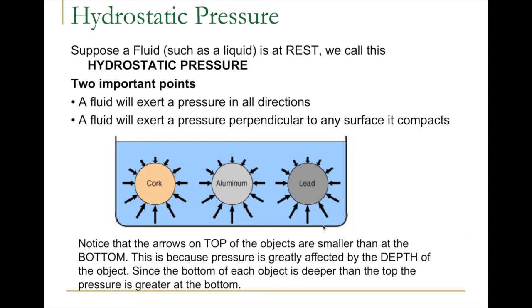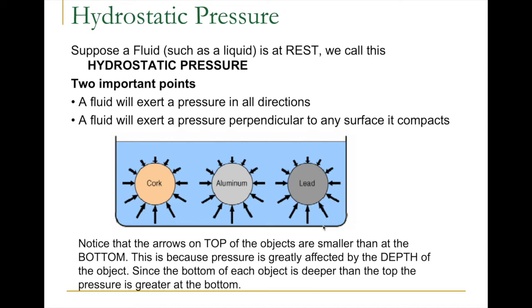So let's imagine now that we have a vessel with a fluid in it, such as a liquid, and it's at rest. Because it's at rest and there's no velocity or flow associated with it, we consider this to be a discussion of hydrostatic pressure. And when we submerge objects, in this case a cork and a lump of aluminum and a lump of lead, there are two things that will happen when you submerge these objects.